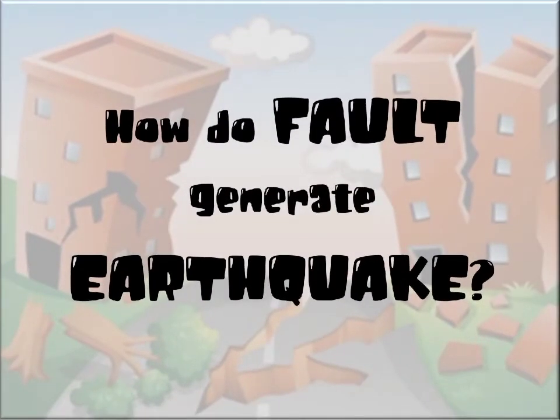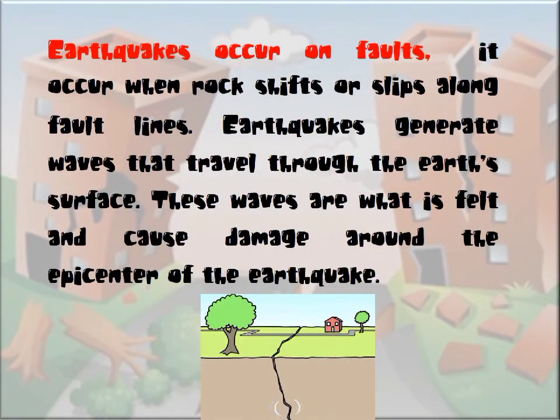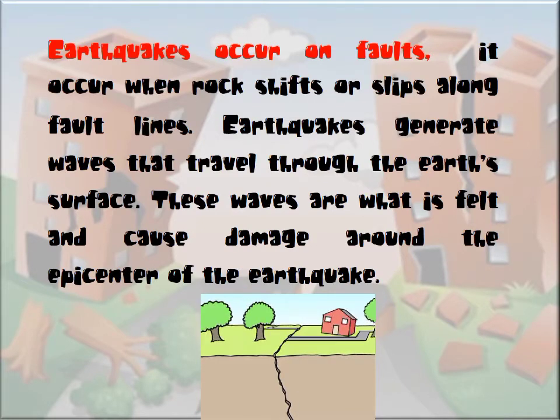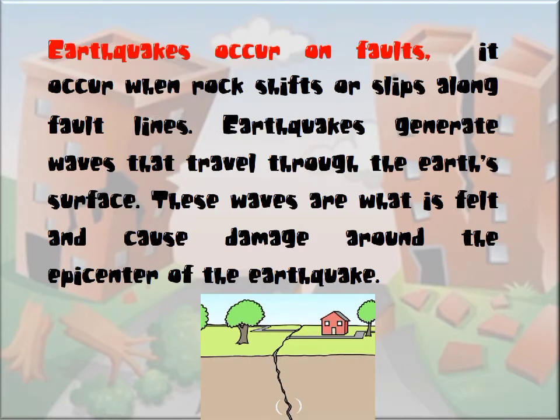Next, we are going to talk about how faults generate earthquakes. So take note that when there is a fault, an earthquake can possibly occur. Just like when the fault moves, definitely an earthquake happens. Earthquakes occur on faults. It occurs when rock shifts or slips along fault lines.